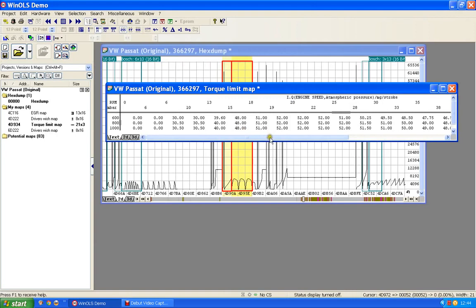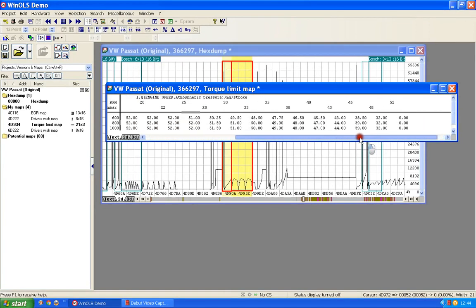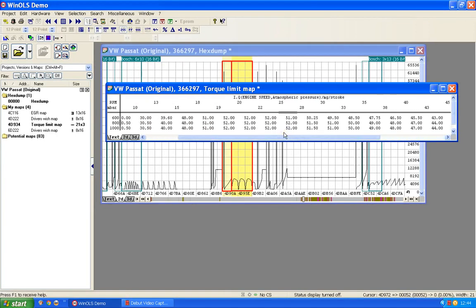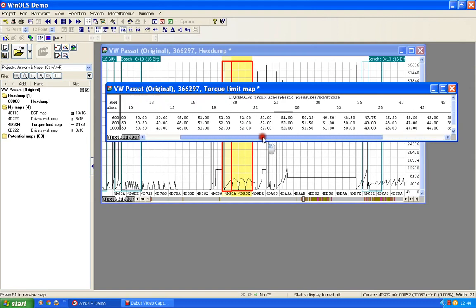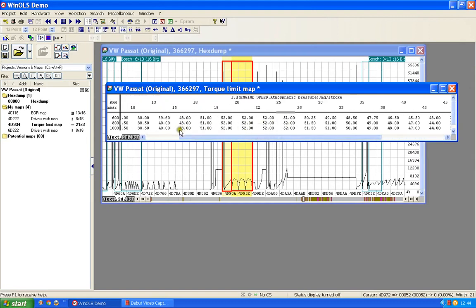So here we've got some figures. Now they might seem fairly familiar, because we saw on the EGR map over here a figure of 51 milligrams, and then we saw on the driver's wish map figures in the region of 51, 52 with an absolute maximum of 70. And on here, if we look at the figures, we seem to be stopping at 52, don't we? So we've got figures that stop at 52.